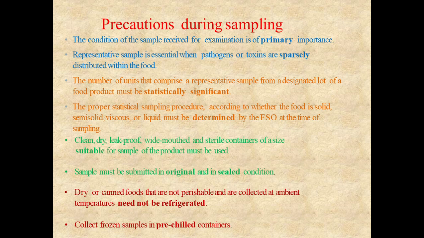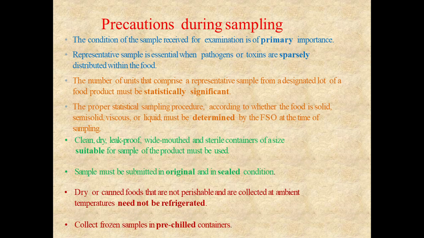The condition of the sample received for examination is of primary importance. A representative sample is essential when pathogens or toxins are separately distributed within the food. The number of units that comprises a representative sample from a designated lot of a food product must be statistically significant. The proper statistical sampling procedure, according to whether the food is solid, semi-solid, viscous or liquid, must be determined by the FSO at the time of sampling.